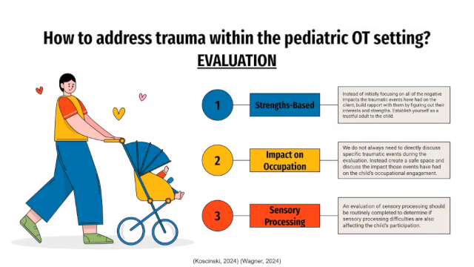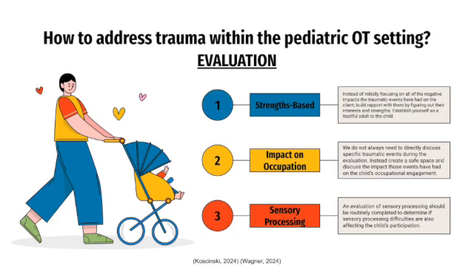Now that we've discussed why addressing trauma is within our scope as occupational therapists, let's discuss how we address it through evaluation. First, by utilizing a strengths-based approach. Instead of initially focusing on all of the negative impacts the traumatic effects have had on the child, build rapport with them by figuring out their interests and their strengths. Establish yourself as a trustful adult to the child.